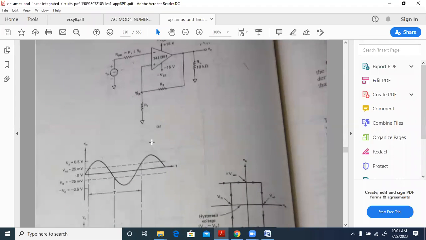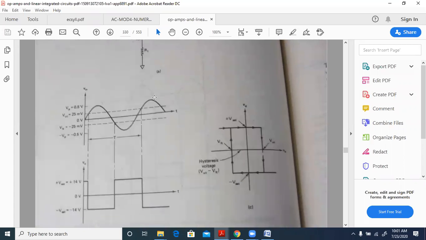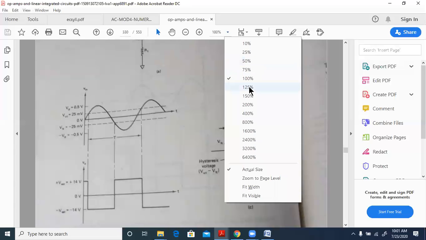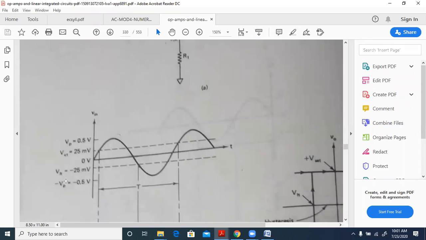So here we need to find the VUT and VLT. Whatever values we have here, VLT and VUT are calculated, and then try to write that. I'll just expand it a little, it might be too small. This is VUT and this is VLT, right? This is VUT and this is VLT.